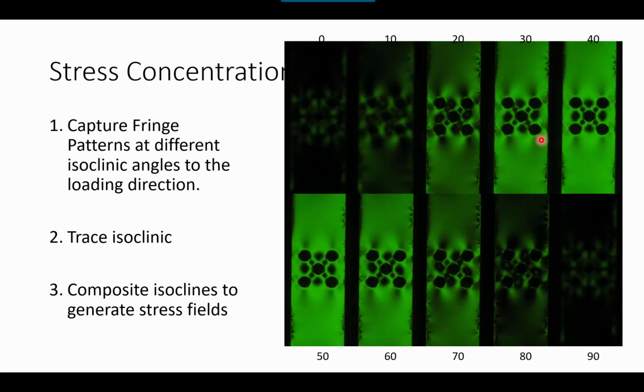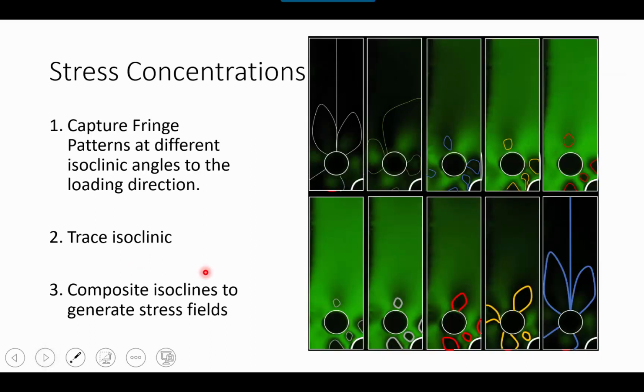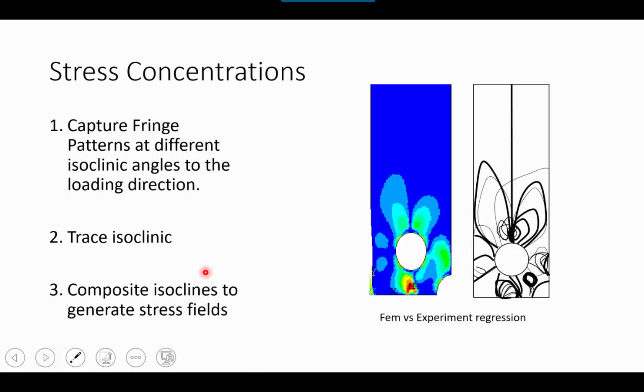Once we've captured the images, we process these images, create a 0 or 1 pattern, and then trace isoclines around that. And then we compose those isoclines at each orientation to generate stress field patterns. So this here is us tracing the isoclines, and then lastly composing those isoclines together to generate patterns.